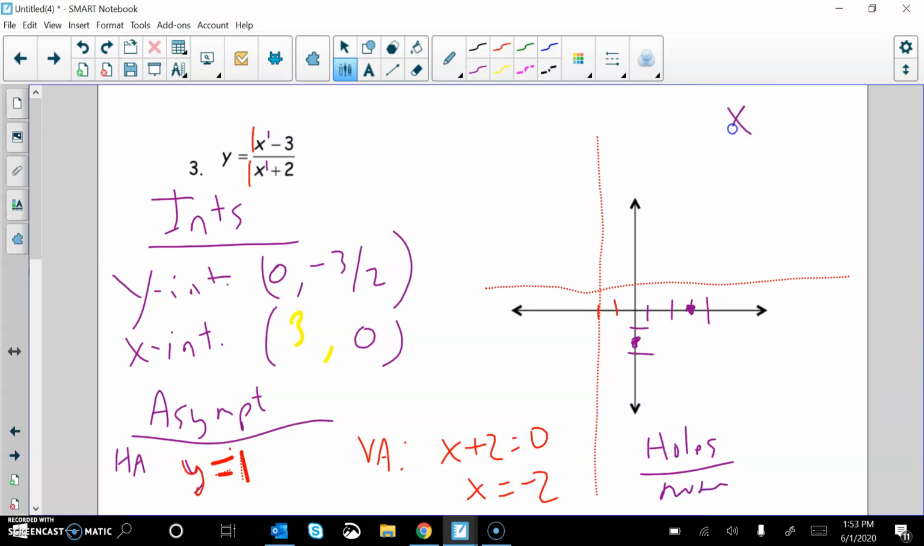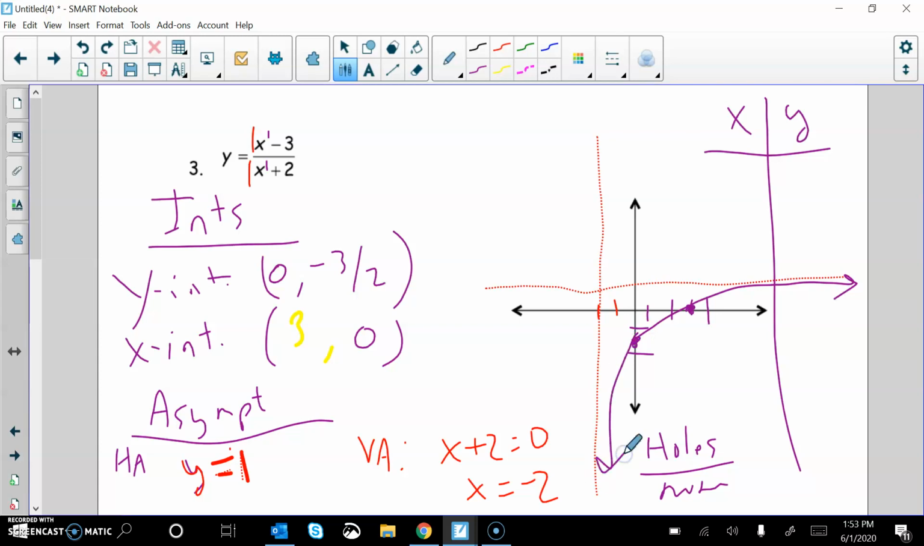Okay. From here, it's your choice. Make the table of values if you wish. This is going to go this way and then go this way. On the other side, are they going to go in opposite directions or the same direction? Well, we can tell right away because the multiplicity is odd, so they're going to go in opposite directions.